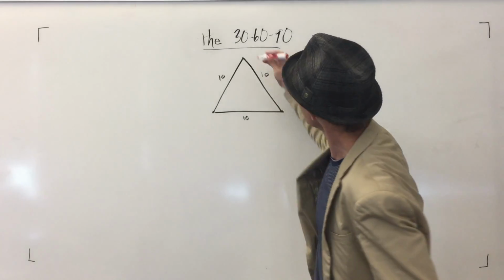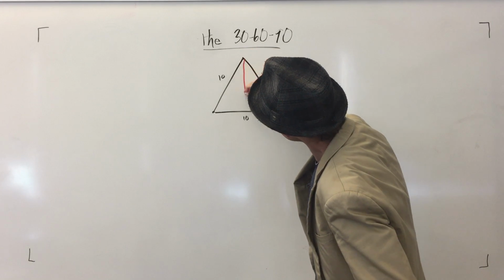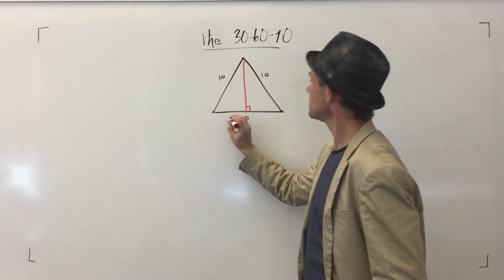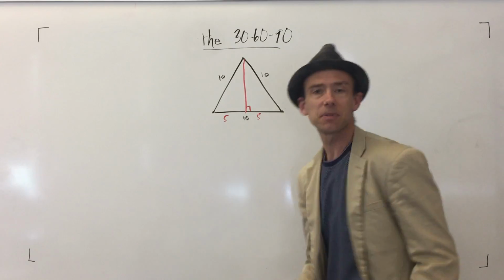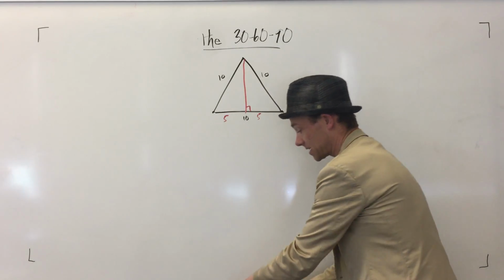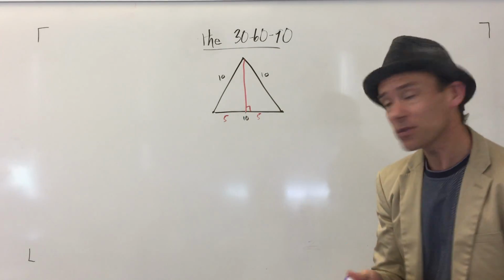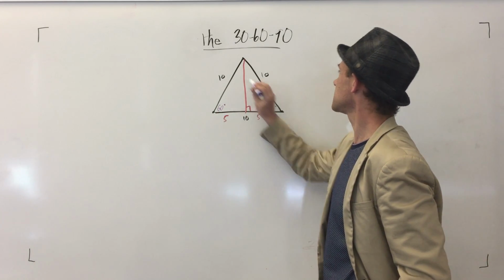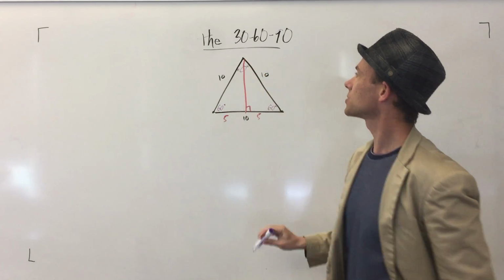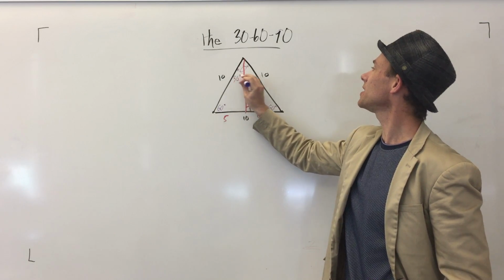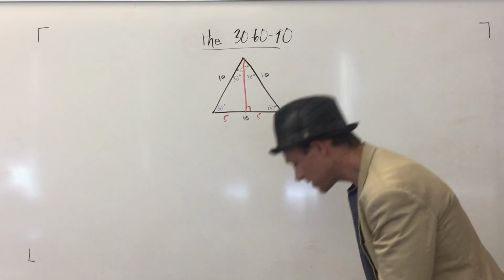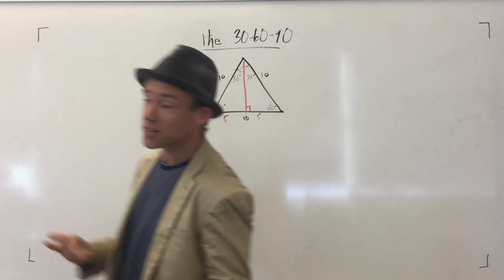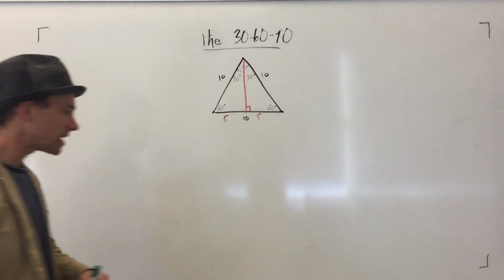And what happens when you draw an altitude from the equilateral triangle is you get that to be 5 and that to be 5, because all the sides are the same for this gorgeous triangle, so are the angles. They're all 60. And so when you cut it in half, you get 30 and 30. And this sets up the 30, 60, 90 special right triangle.